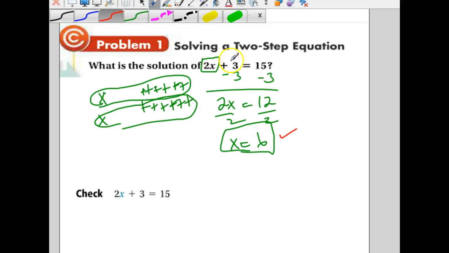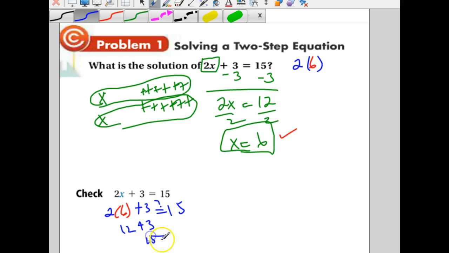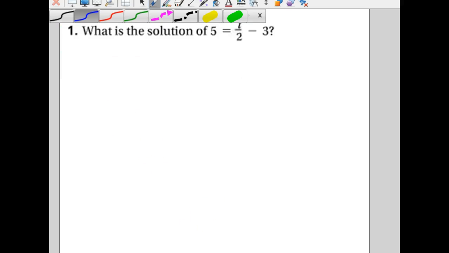You can always check it by plugging it back in. So you'd say 2 times whatever we came up with. In this case, we came up with 6. I'm sorry, I should do that down here. So 2 times 6 is the x. And then we add 3. And it should be equal to 15. You ask yourself, is this equal? Well, 2 times 6 is 12, plus 3. We still follow the order of operations, so 15 does equal 15. Okay, that's checked. Please get in the habit of checking your work.